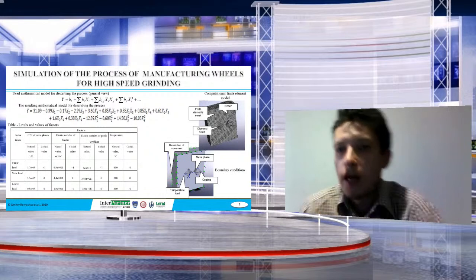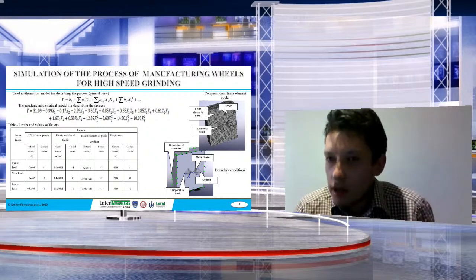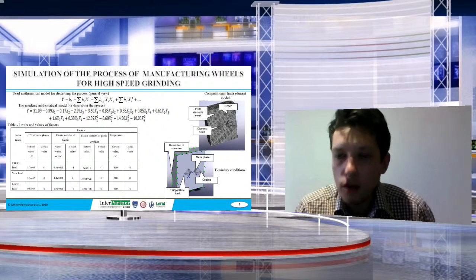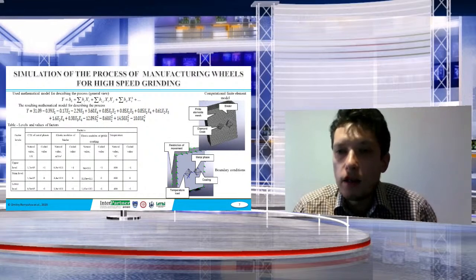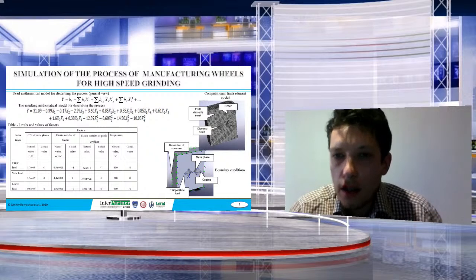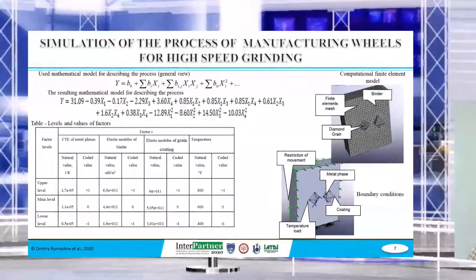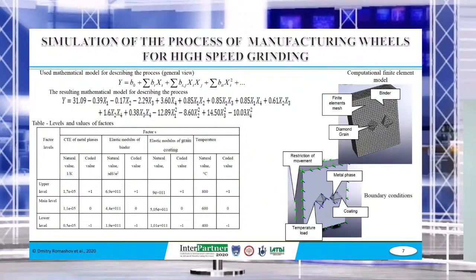For example, we can vary different parameters, such as elastic modulus or the coefficient of thermal expansion of the parts of the driving wheel of the tool. And of course, you can see here the resulting mathematical model after a significant number of modeling experiments. Using this mathematical model, we can calculate some statistics and obtain results which can be correlated with experimental data. Please, next.